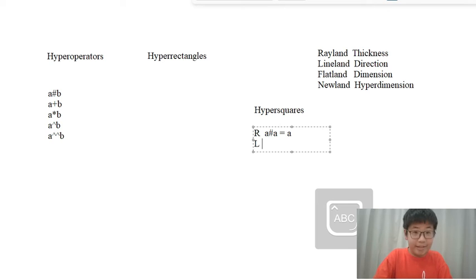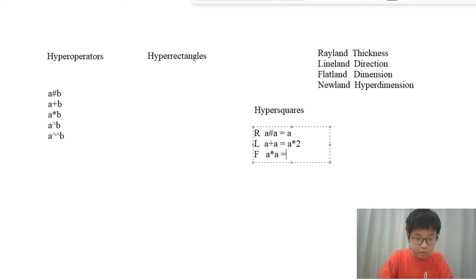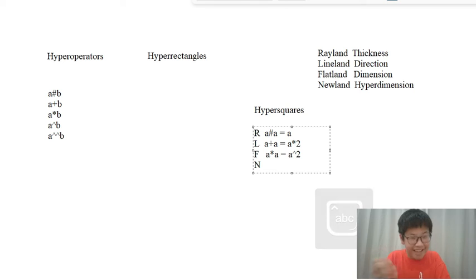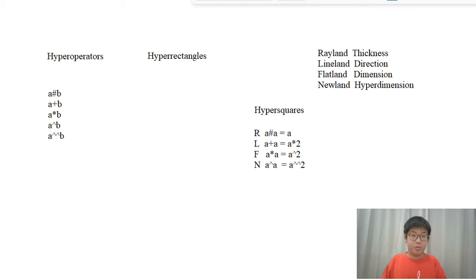In Lineland, the area of a square is A plus A equals A times 2. In Flatland, it is A times A equals A squared. In Newland, guess, A to the power of A equals A tetrated to 2. There, we solved our problem of hypersquares.